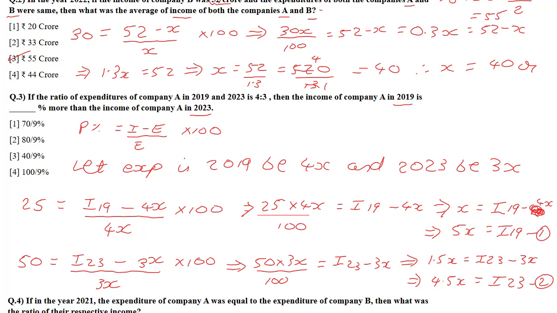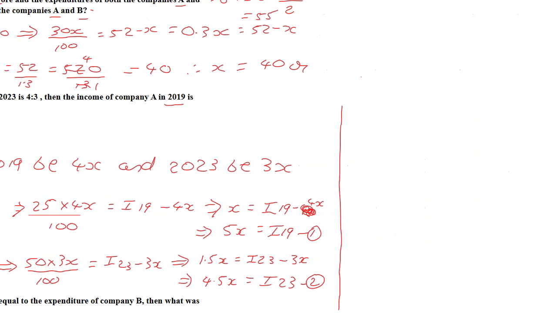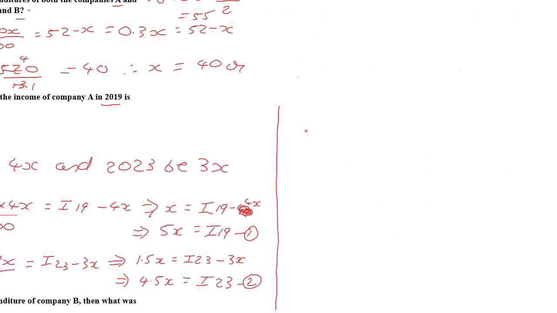Now, they have asked us to calculate the percentage difference between 2019 and 2023. The income of 2019 is compared with 2023. So that means we have to compare with 2023, which means we're going to have to subtract from 2023.